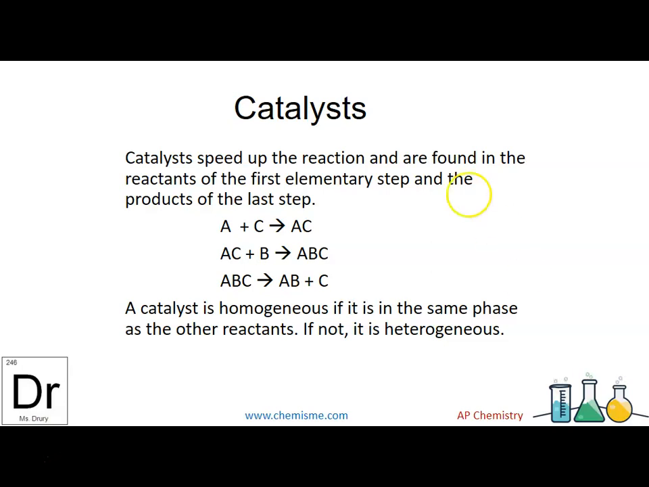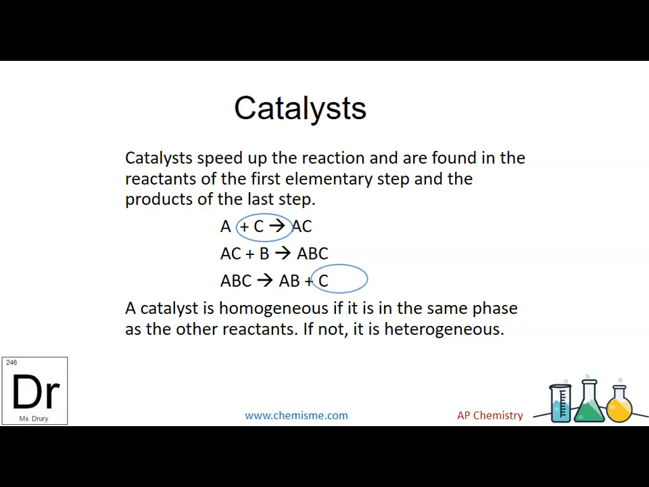So the C that we put in at the beginning, in the first elementary step, came out unharmed at the end of the process, which means I can reuse it, and therefore it is a catalyst that sped up A and B reacting. I know it looks like it took a lot longer, but it actually means that it went faster. Maybe A and B didn't collide the right way this whole time, and the catalyst made it so that A and the catalyst reacted, and then that reacted to form B. A catalyst is homogeneous if it's in the same phase as the other reactants.